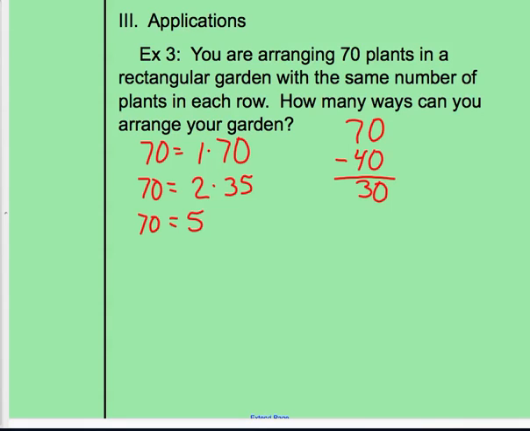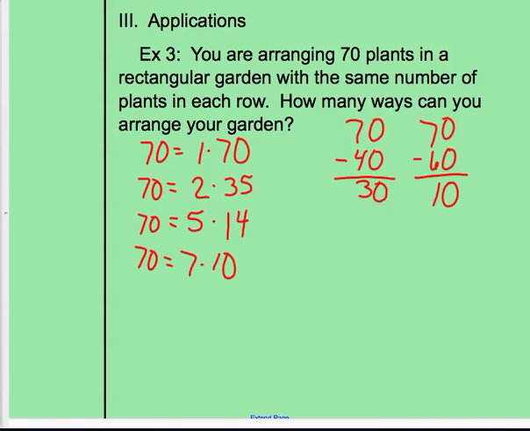So 5, it ends in a 0, so 5 goes into 70 14 times. I'm going to do the same thing with 6. I know 6 goes into 60, but 6 does not go into 10, therefore 6 does not go into 70. 7 goes into 70 10 times.